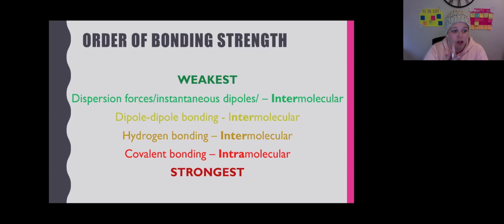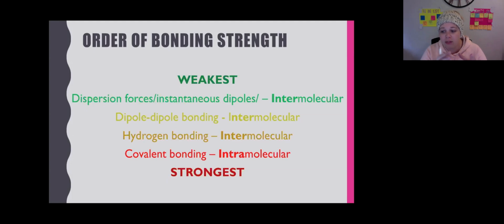After that, the next strongest are your hydrogen bonds. These are the dipole-dipole bonds that happen with hydrogen, fluorine, oxygen, and nitrogen. And then the last one is covalent bonding. And covalent bonding is an intramolecular type of bond, and therefore it's really, really strong. And so here is your order.